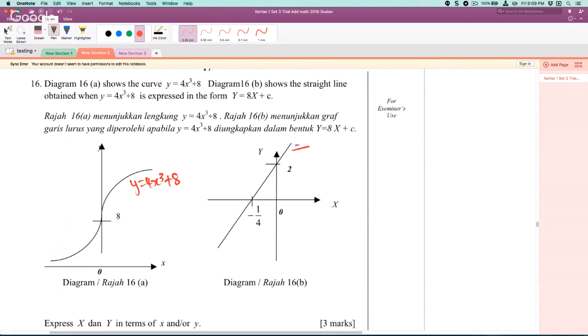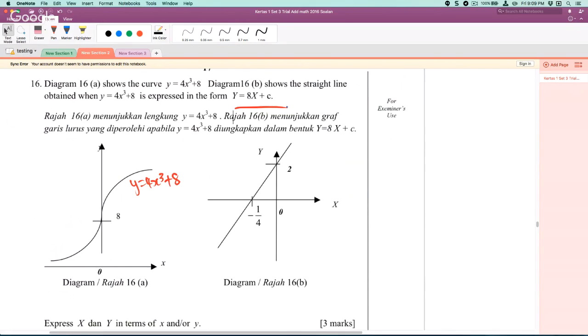So this is y equals 4x cubed plus a. It shows the straight line version of the curve. All right, so express. The straight line version actually gives you this one. This is the difficult question because at first you will need to see the relationship between them.